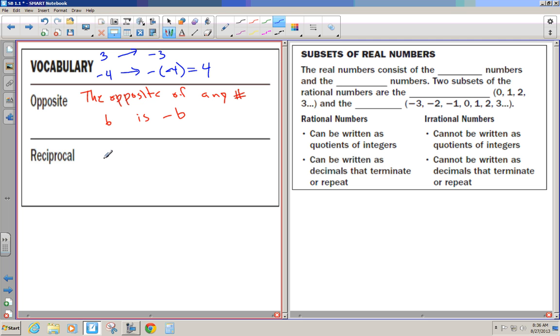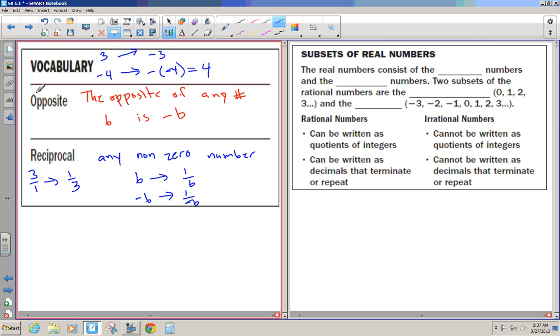Reciprocal. And you really should say that it's any non-zero, that's actually quite important, number b. The reciprocal of b is 1 over b. If you had negative b, the reciprocal would be 1 over negative b. If you had 3, you'd have to think of that as 3 over 1, so the reciprocal is 1 over 3.